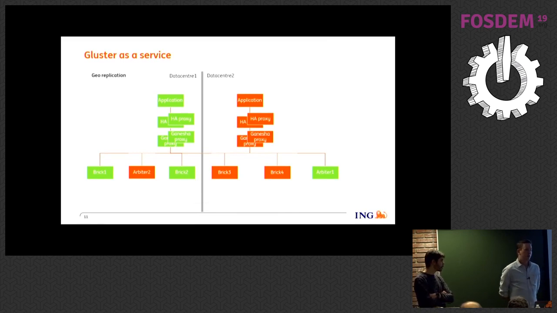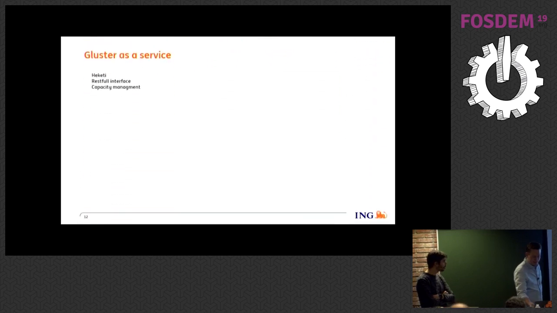And for disaster recovery purposes, we have enabled geo-replication in Gluster. So we've got the complete mirrored setup in another data center. And via the internal workings of geo-replication, all data is replicated to the other data center. Then we have one final component, which is Heketi. And Marco will tell you more about it.